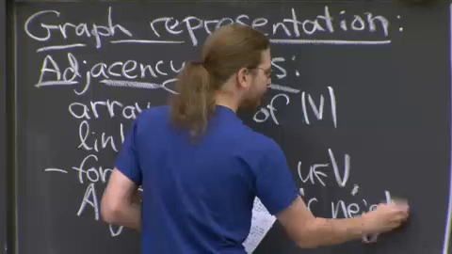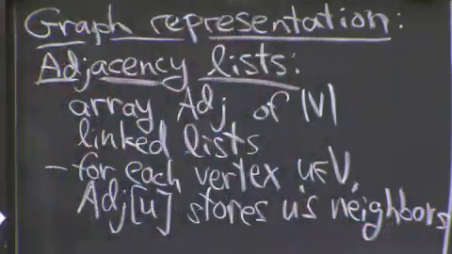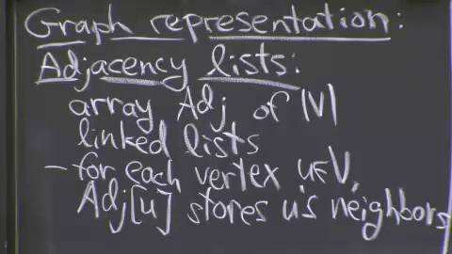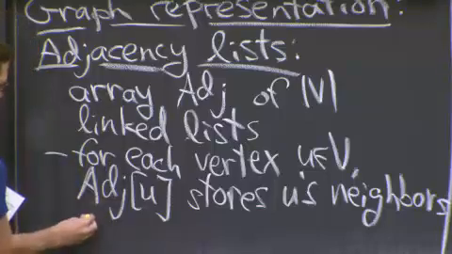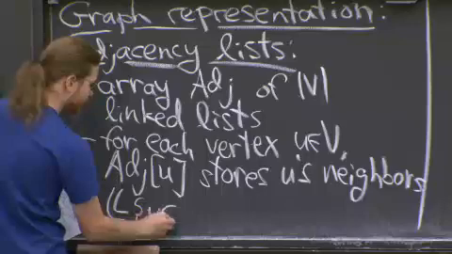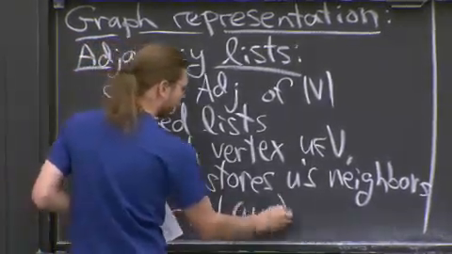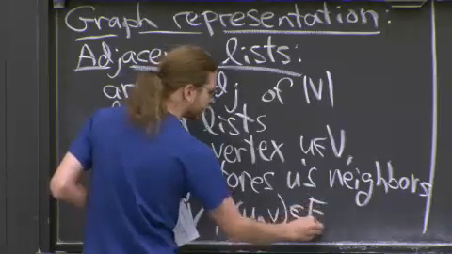And the idea is, for every vertex, we just store its neighbors, namely the vertices you can reach by one step from u. So I'm going to define that a little more formally. ADJ of u is going to be the set of all vertices v such that uv is an edge.